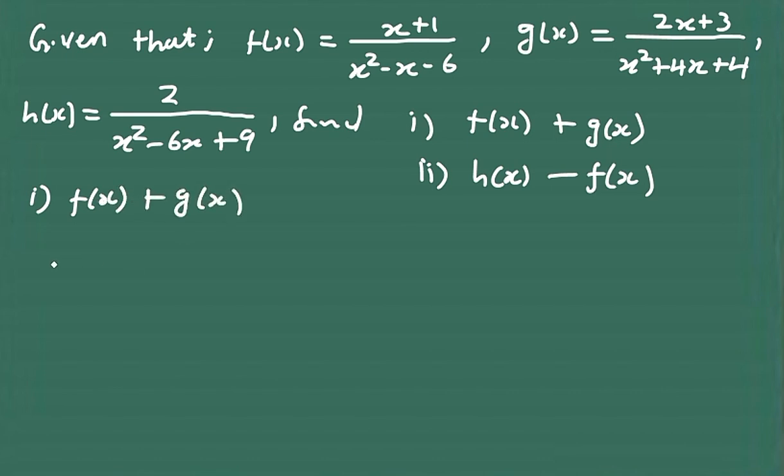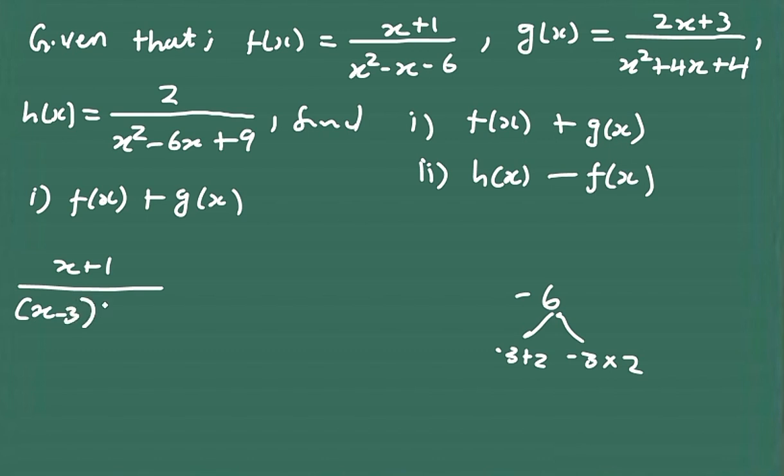Okay, so for f of x, we have here x plus 1 all divided by x squared minus x minus 6. This denominator is a quadratic expression and it can be factorized. So we have here minus 6. We look at the sum of minus 1 and the product of negative 6. I know that minus 3 times 2 will give us negative 6, and minus 3 plus 2 will give us negative 1, right? So it means that the factorization of this expression is going to be x minus 3 times x plus 2.